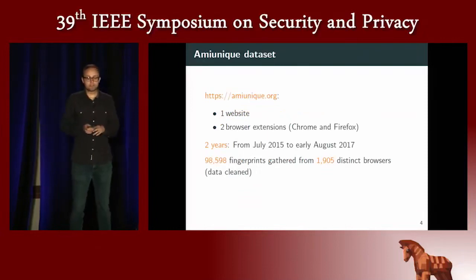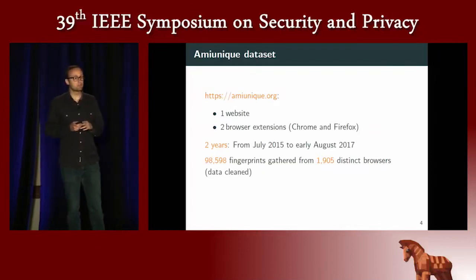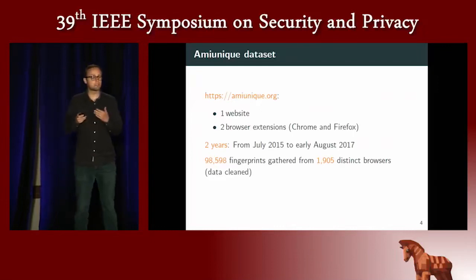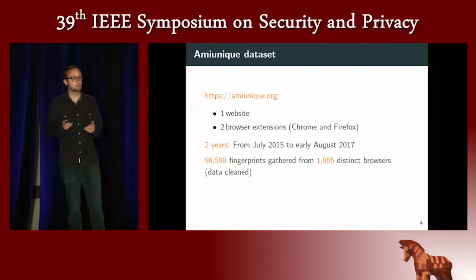This research could not have been possible without Am I Unique. Am I Unique is a website that enables you to see your fingerprint and see how unique you are. We also have two browser extensions, one for Chrome and one for Firefox. We use this dataset for this paper, the browser extension dataset collected over a 2 year period. Once it has been filtered, it contains around 98,000 fingerprints from 1,900 browsers. We removed users with less than 7 fingerprints for this study, and also users that have a countermeasure installed.